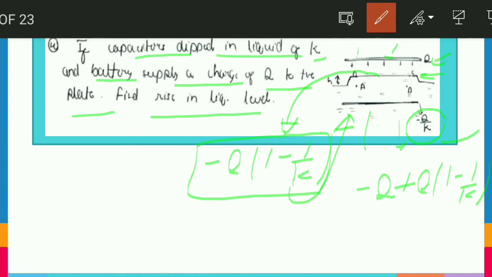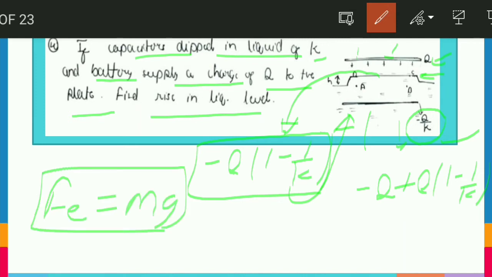So friends, how do we find the rise in liquid level? Can we write one thing? F electric is equal to mg. Why? We have assumed that the electric force has pulled the water mass of this much amount to height h. So from this equation, we will be able to find the value of the rise in liquid level. Let's see how. I will show you on the next page.